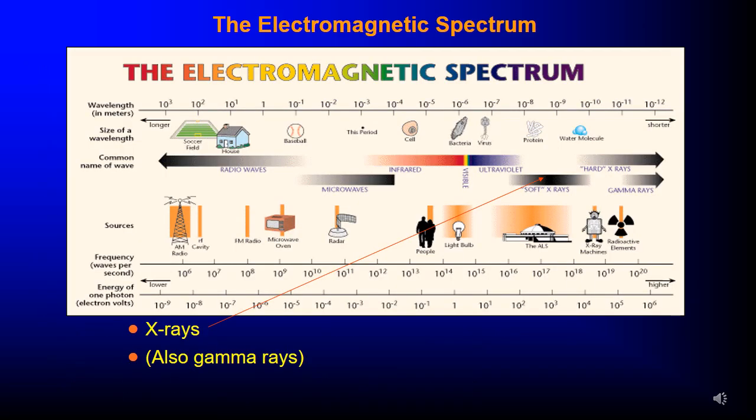Then if you look at the electromagnetic spectrum, we are going to realize that the X-ray we are talking about is this, where we have the X-rays, and we also have partly the gamma rays.